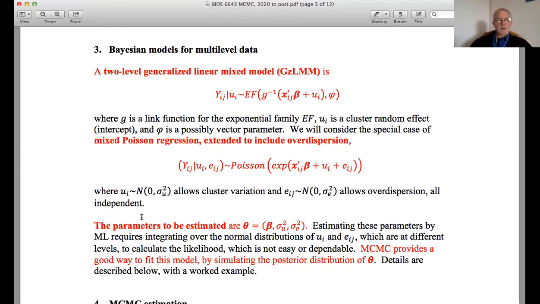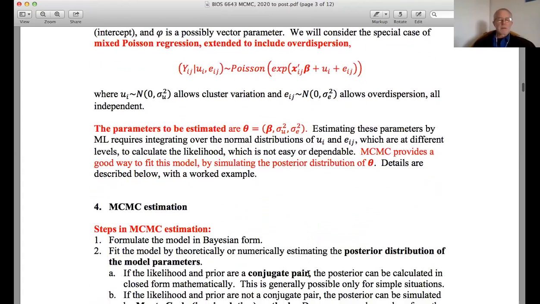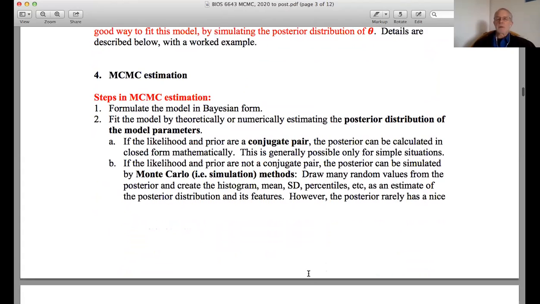Okay. Parameters to be estimated in this model, there's all the betas and 2 variances. MCMC provides estimates of all of those. And we'll do a worked example.